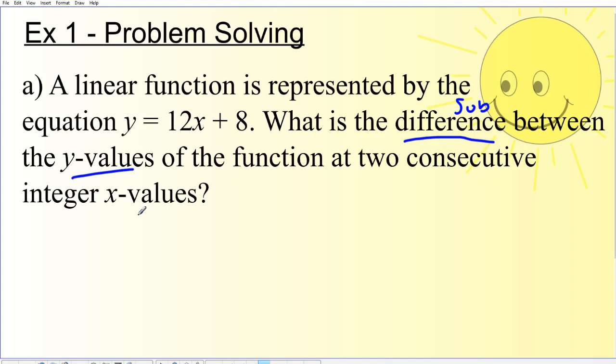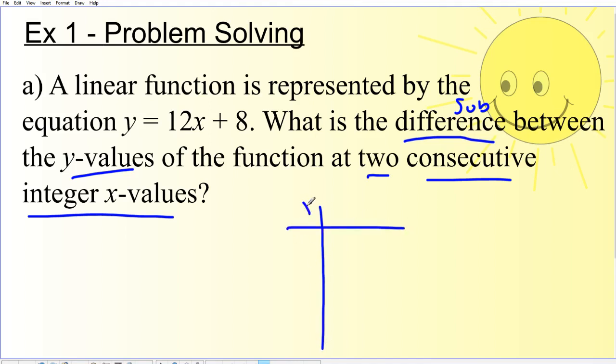Okay, so here's what I'm looking at. The idea of 2 consecutive x integer values. What that means is if I have an xy table and I have 2 numbers, consecutive means right in a row. So if I go 1, 2, 3, 4, there are 4 consecutive numbers. It's only looking for 2 of them.